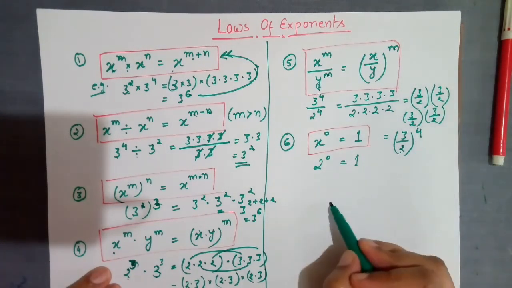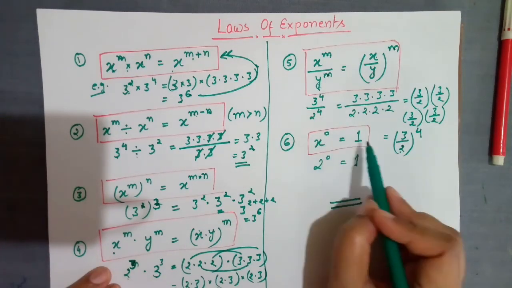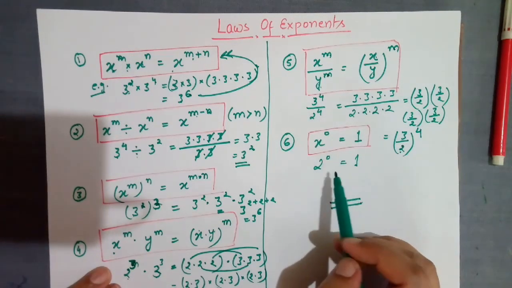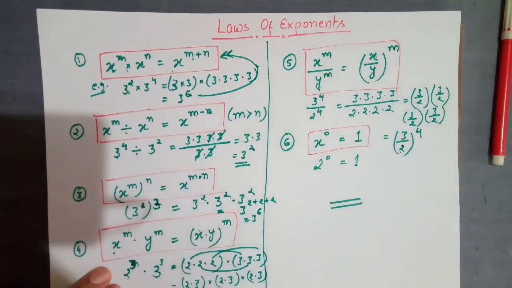And the last one is x to the power 0 is equal to 1. Any number, any variable to the power 0 will always become 1.